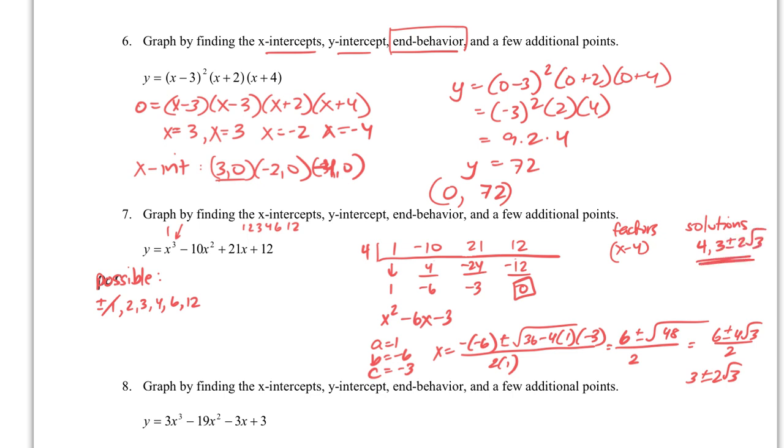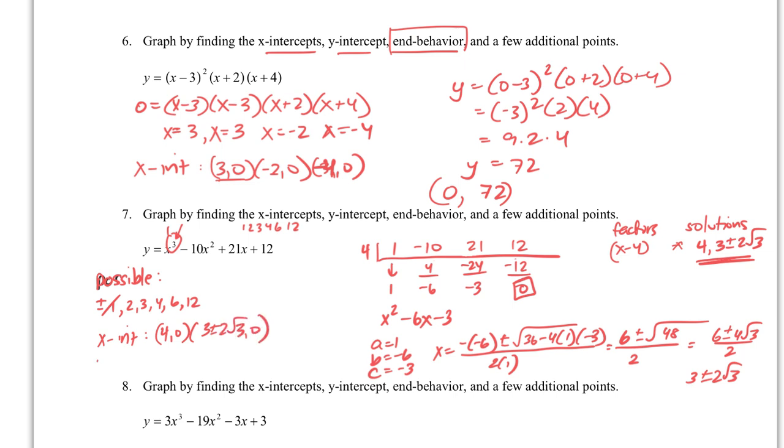Notice I got 3 solutions total. It's a cubic function. I should expect that. My intercepts are going to be then, let's kind of get here. So my x-intercepts are going to be these values right here. Going to be (4, 0), and (3 plus or minus 2 radical 3, 0).